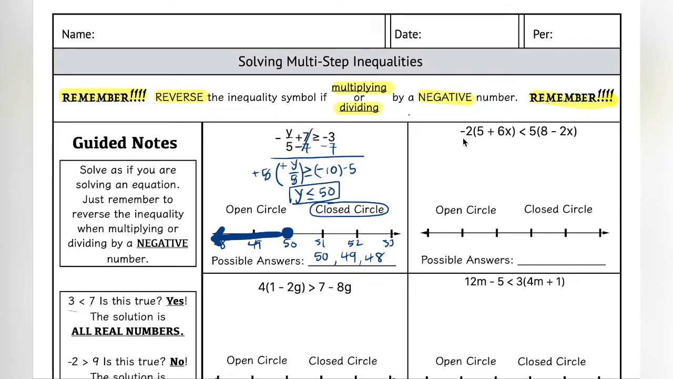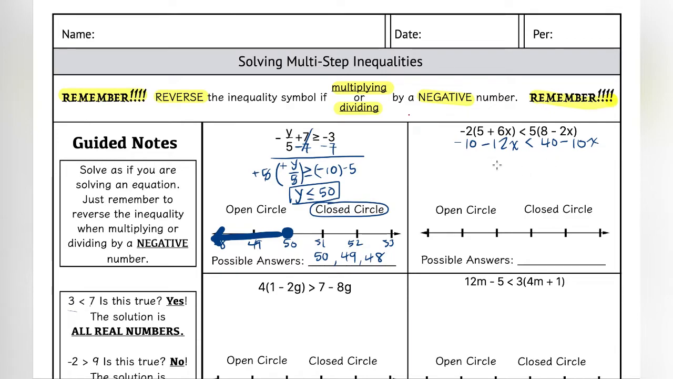For this question, we need to get rid of the parentheses on both sides of the inequality. So using the distributive property, we multiply. Negative 2 times 5 is negative 10. Negative 2 times 6x is negative 12x. It's less than 40. 5 times 8 minus 5 times negative 2x is 10x.